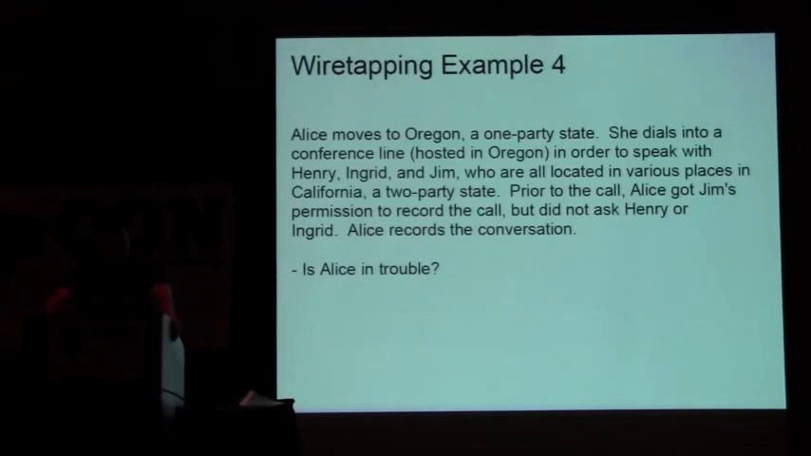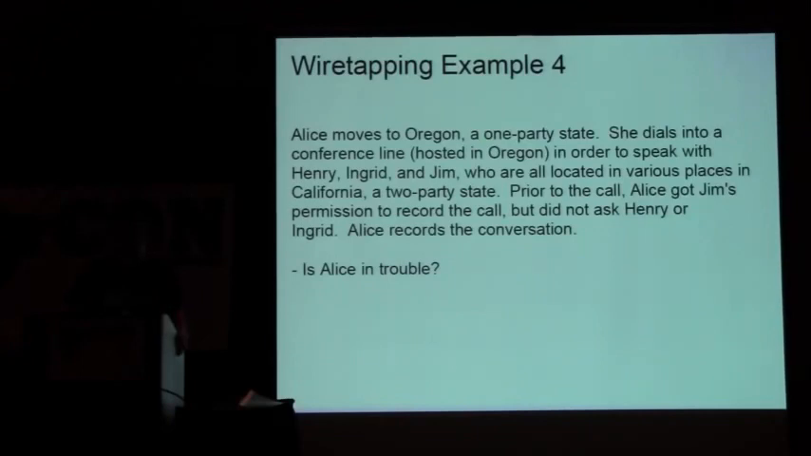Wiretapping cares, because there are state statutes, even the federal statute, it cares where. The federal statute says you need one-party permission, which she got. So the federal statute says you're fine. The state statutes care about where the wiretapping takes place. If she's tapping it in Oregon, she needs one party's permission. If she sneaks over to California and decides to tap it there, then she needs everyone's permission.